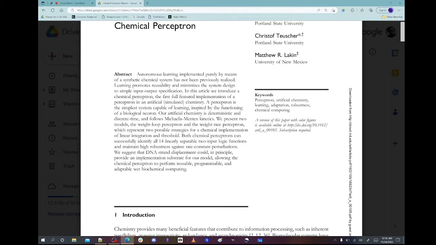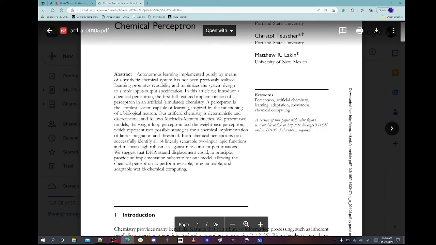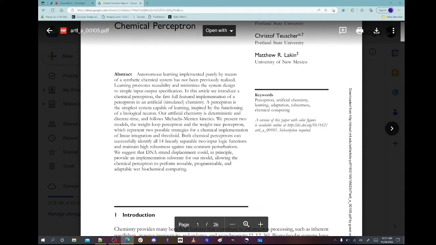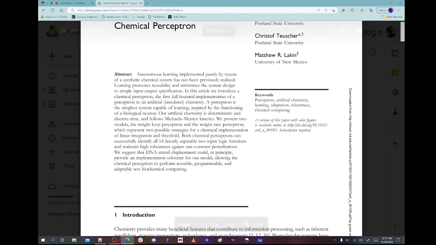Perceptron is the simplest system capable of learning, inspired by the functioning of a biological neuron. Our artificial chemistry is deterministic and discrete time, and it follows Michaelis-Menten kinetics. So they're trying to model this as an actual chemical system. They're using a Michaelis-Menten model, a discrete time model and a deterministic model. Those are the properties of their artificial chemistry.